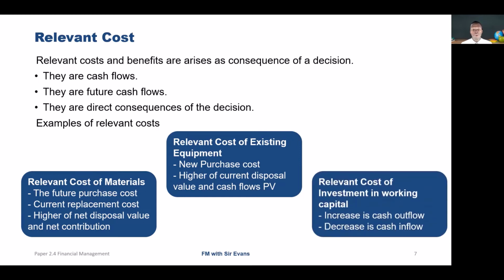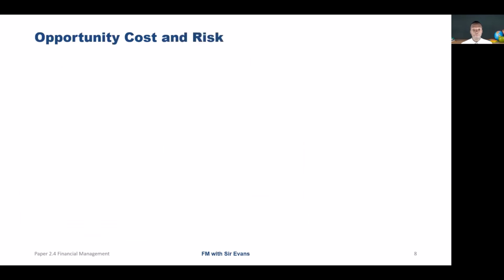And we go to the relevant cost of investment in working capital. So the investment in working capital is not a cash flow, but is treated as a cash flow because actual cash flows often differ from the cash profit due to movements in working capital. So an increase in working capital is treated as a cash outflow, while a decrease is treated as a cash inflow, so that we are able to adjust our cash profit to the expected cash flow for the year.